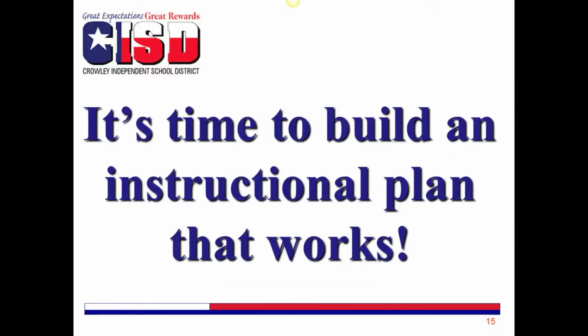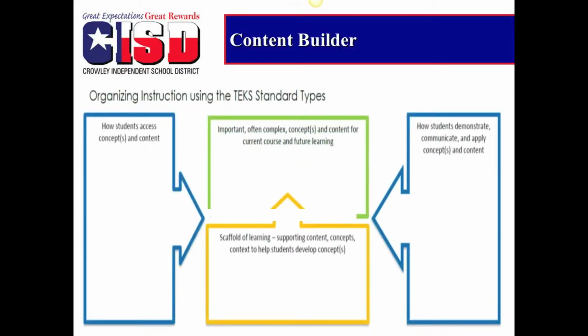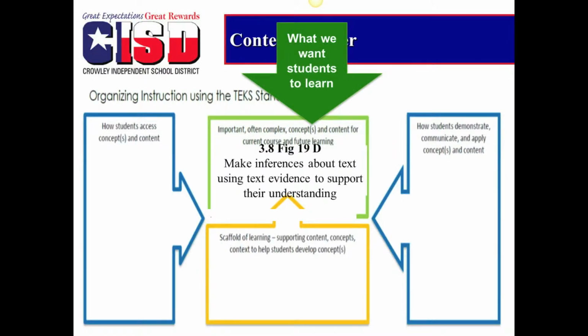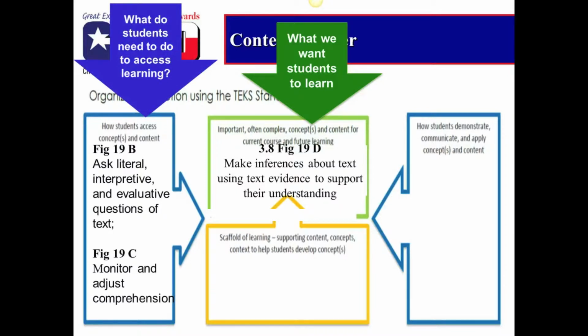It's time to build an instructional plan that works. I will model for you how to use the content builder to plan for learning. To start using the content builder, begin with placing your readiness standard in the readiness standard section indicated by green. So here I will place 3.8 Figure 19D. That is what we want our students to learn. Next, we want to consider the Figure 19 standards that give students access to learning the concepts and the content. So here I've placed Figure 19B and C because they'll need to ask questions of the text and monitor their comprehension in order to make complex inferences.